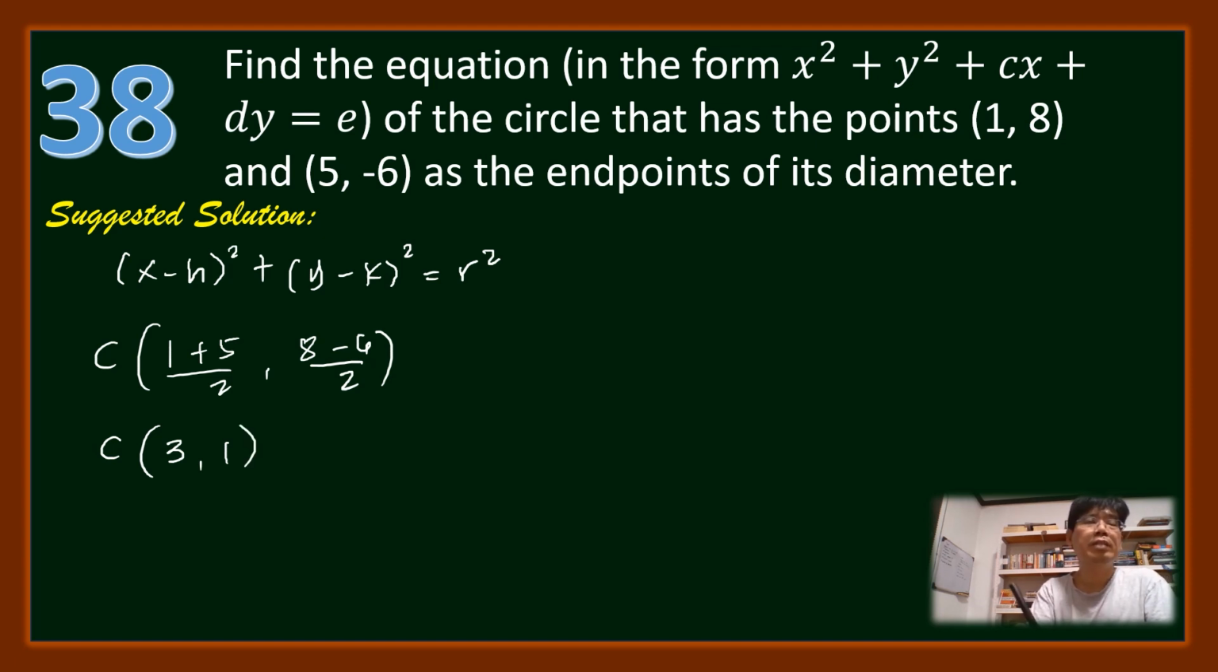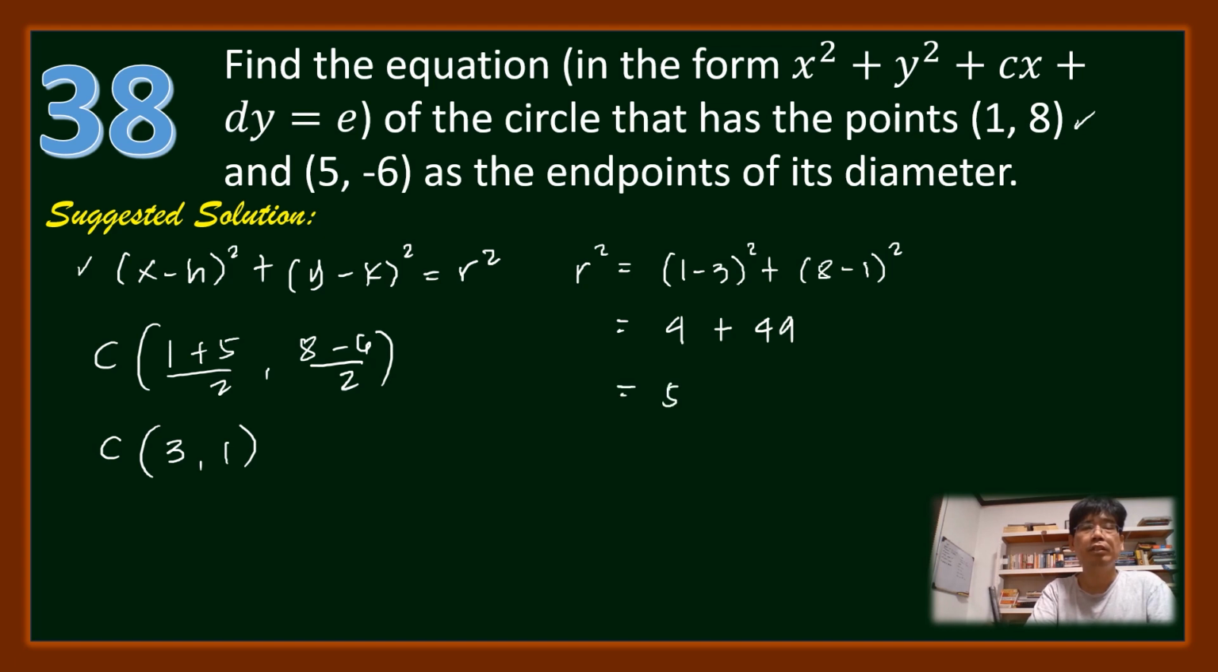We can get the value of r by substituting h equals 3 and k equals 1 from the center into the center radius form of the equation of the circle, or simply by using the distance formula. So r squared is equal to, let us use either of the endpoints of the diameter, let us use 1, 8, 1 minus 3 squared plus 8 minus 1 squared. Therefore, r squared is equal to 4 plus 8 minus 1 is 7, 7 squared is 49. This is 53.